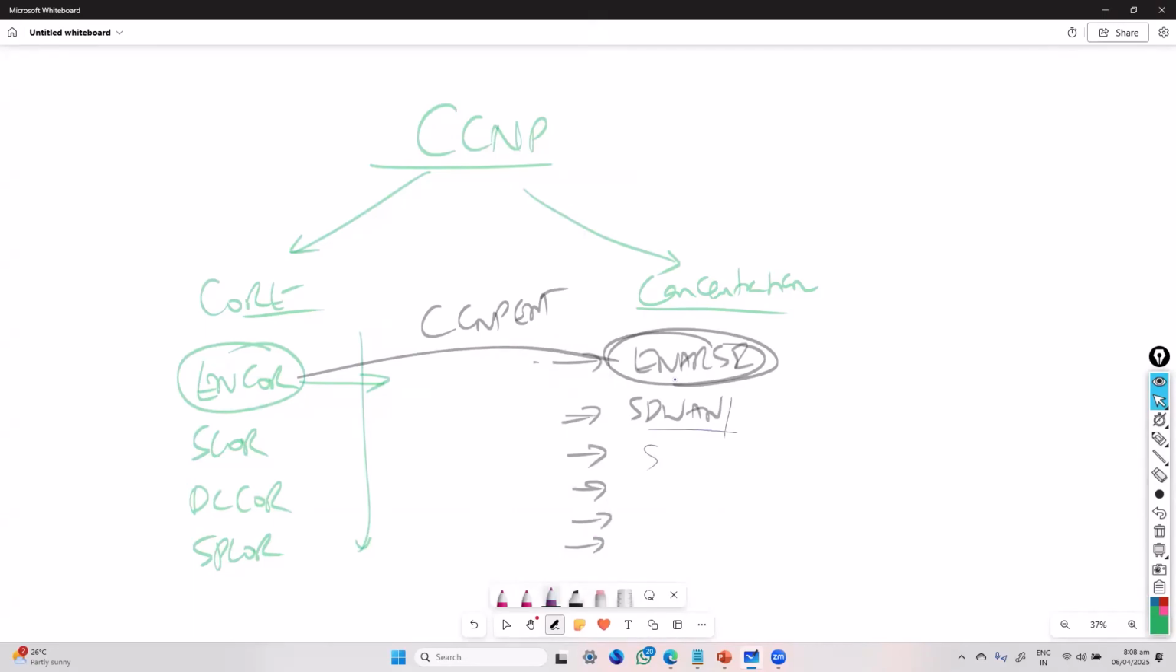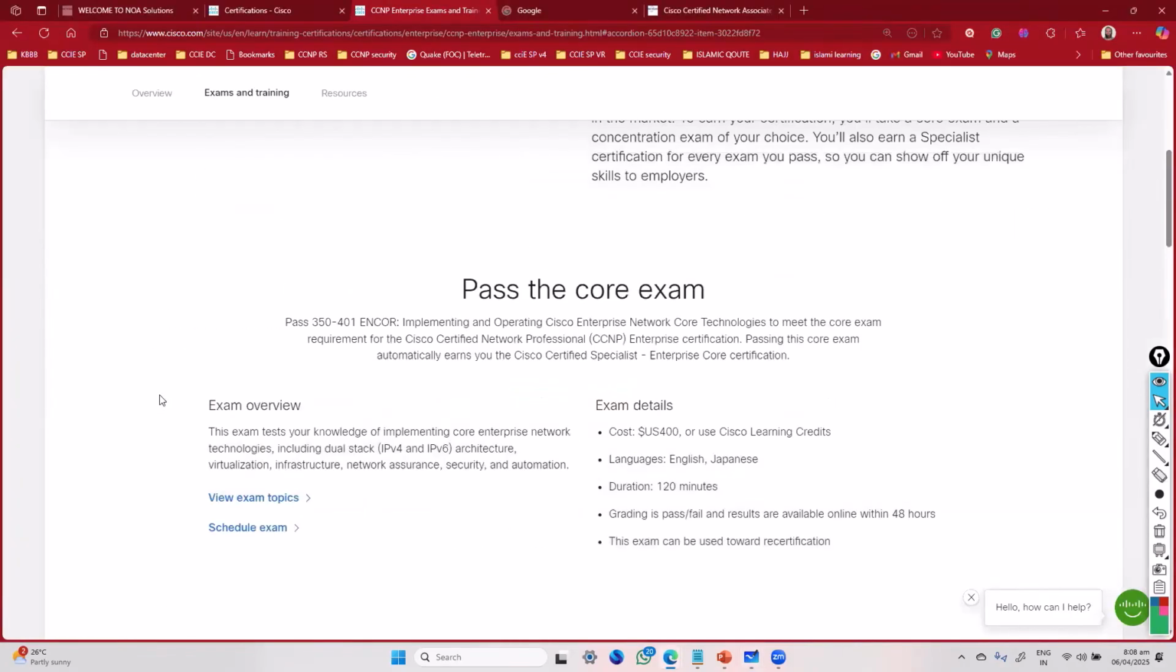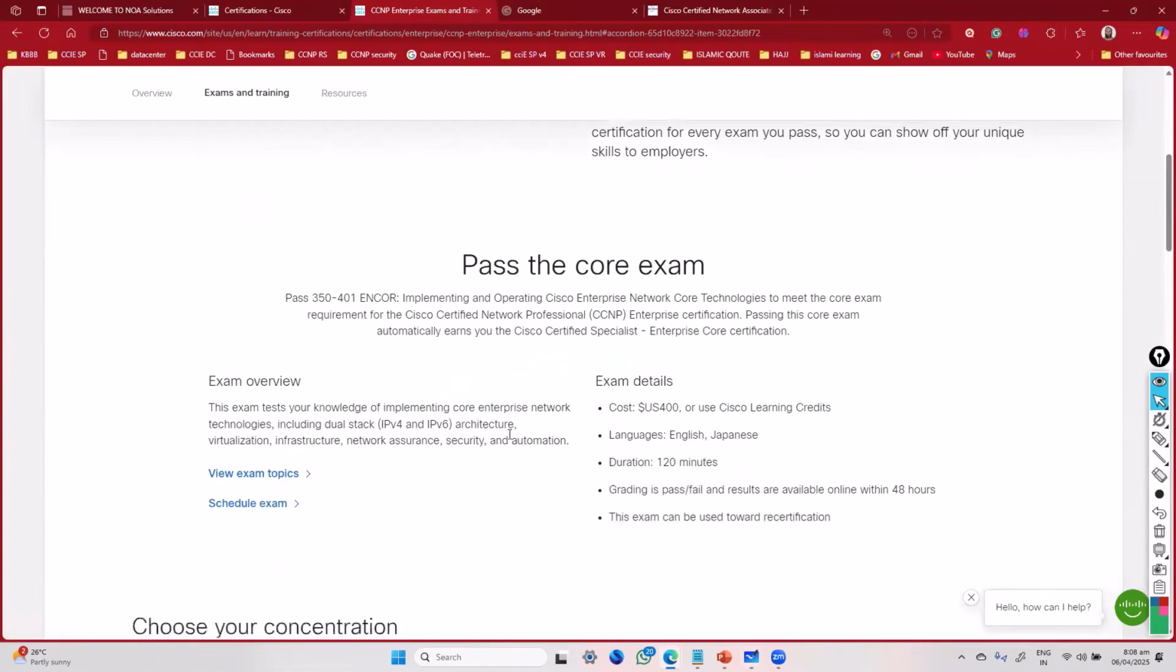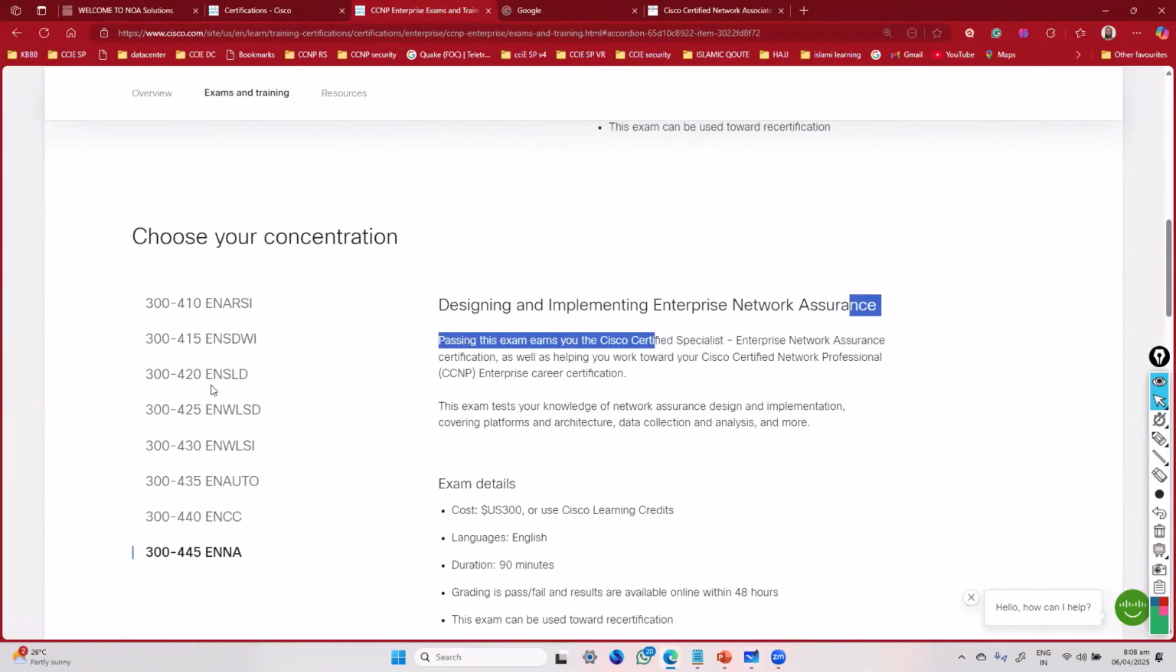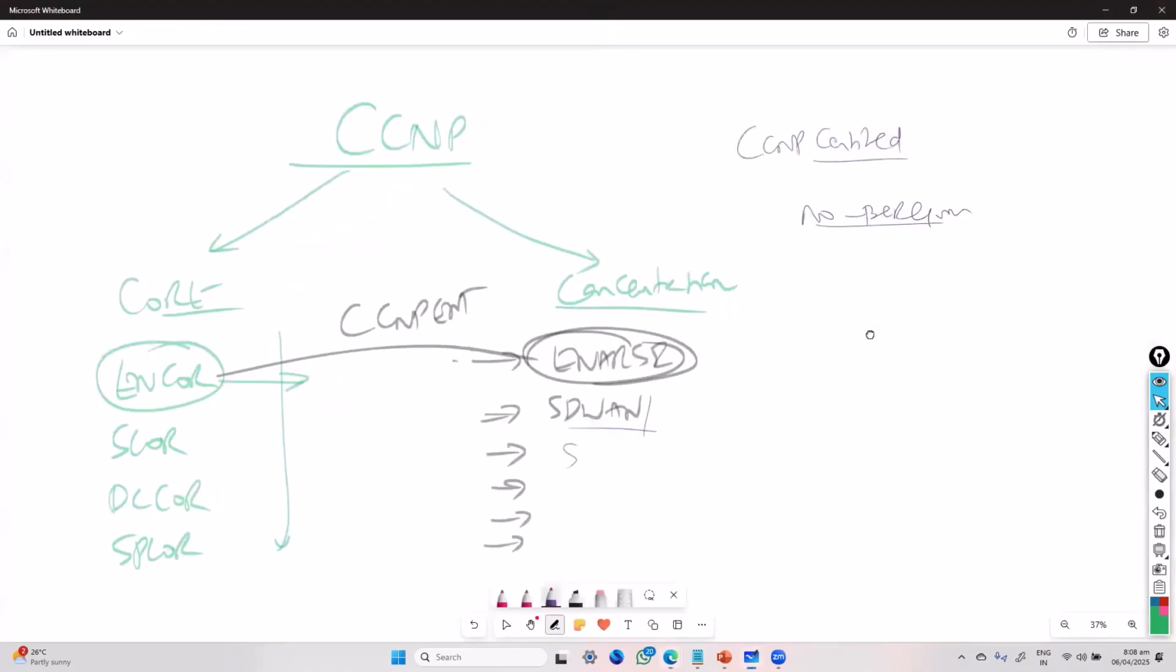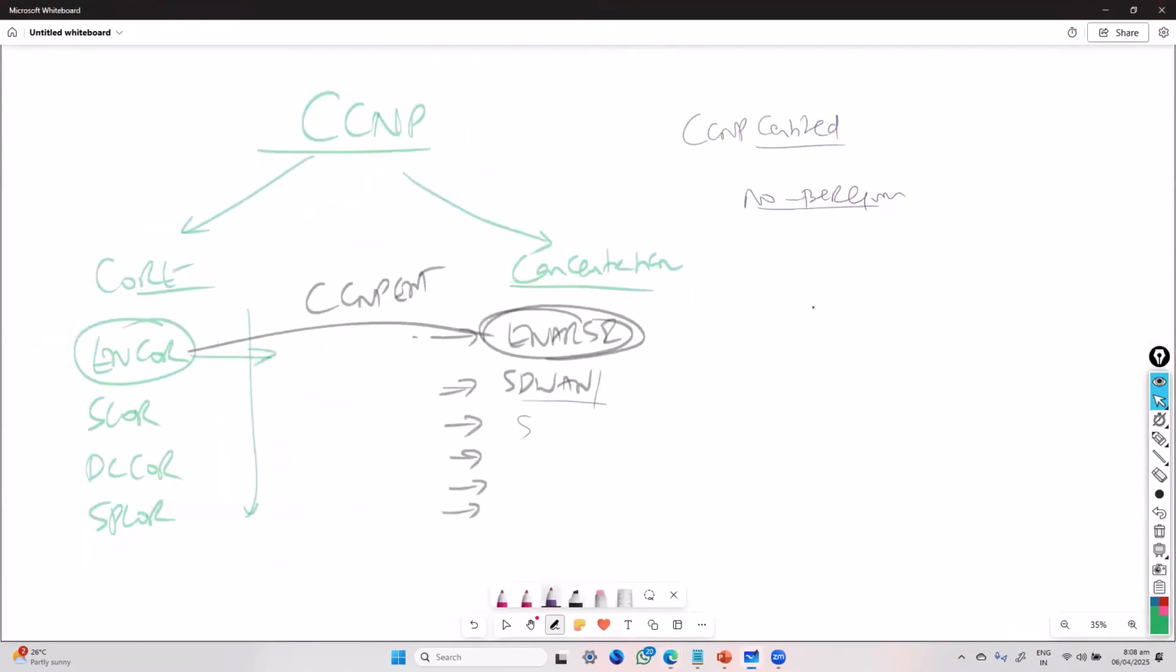So in order to get CCNP certified, the first thing is there's no prerequisite. So there's no prerequisite here. You can directly write any exam. Either you can write the core exam directly, or you can write any of these enterprise concentration exams directly, any track. It's not just this one. There's no prerequisite because previously you needed to have the CCNA exam to be certified. That's no more. Now you can write any exam.